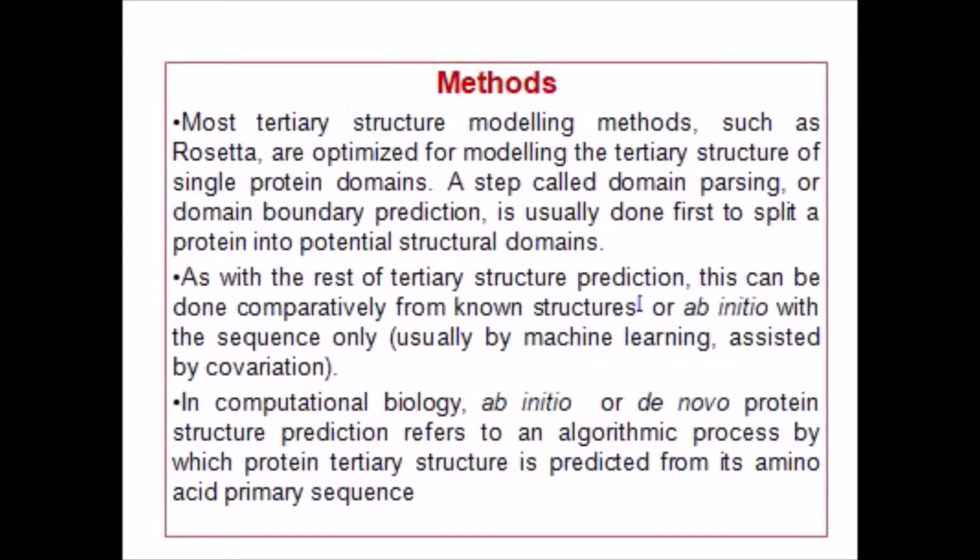The structures for individual domains are docked together in a process called domain assembly to form the final tertiary structure. In computational biology, ab initio or de novo protein structure prediction refers to an algorithmic process by which protein tertiary structure is predicted from its amino acid primary sequence.